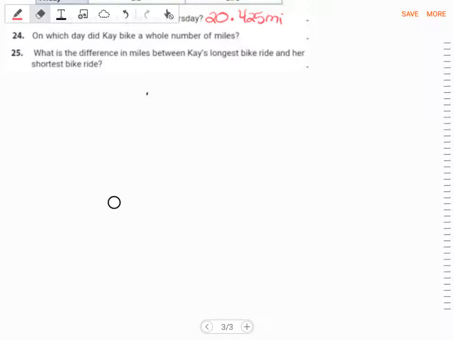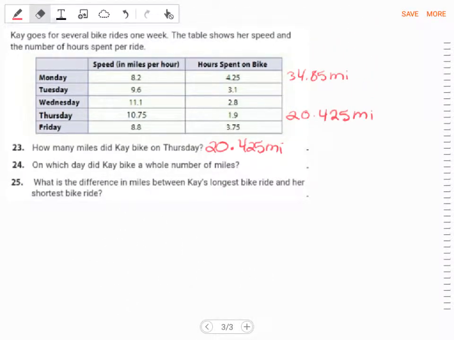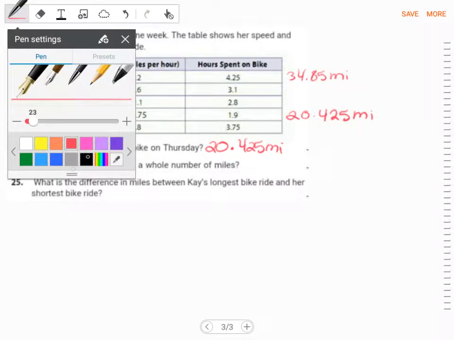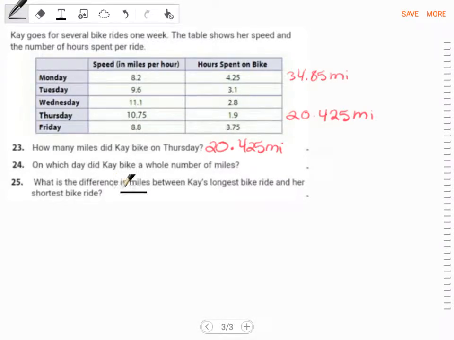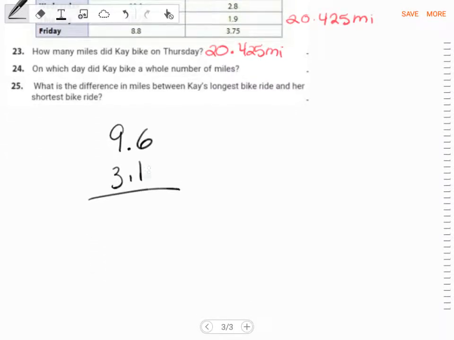Let's do the next one. Let's calculate it for Tuesday. I can get my black color back here. On Tuesday, it's 9.6 miles per hour for 3.1 hours. 1 times 6 is going to give me 6. 1 times 9 gives me 9. Put your placeholder. 3 times 6 is going to give me 18. 3 times 9 gives me 27, plus 1 is 28.